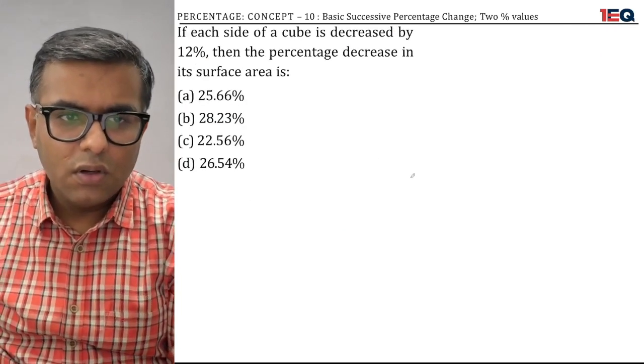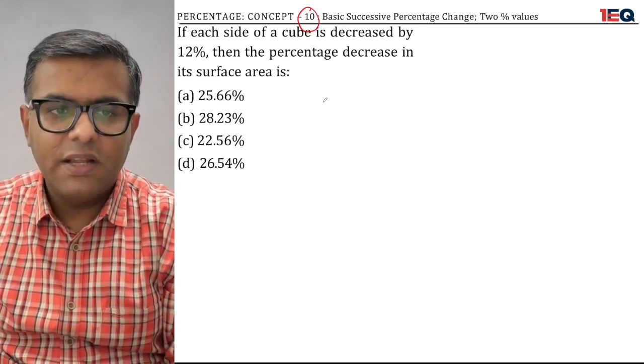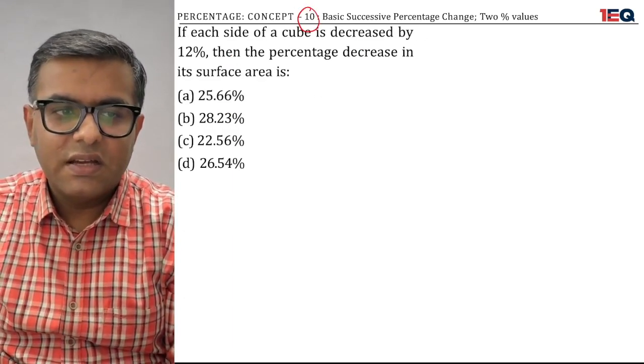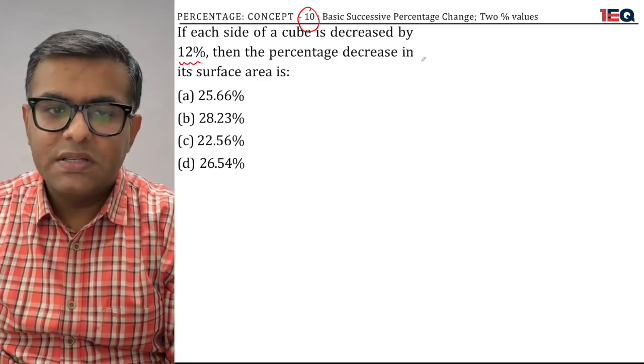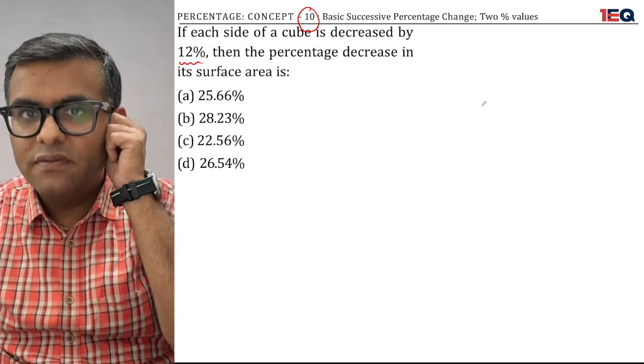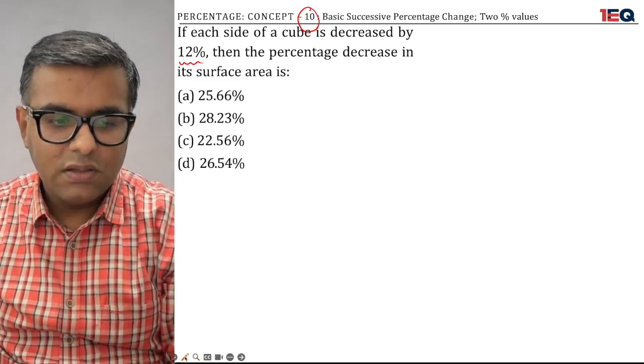Coming down to question 2 of concept number 10. Each side of a cube is decreased by 12%. Then what is the percentage decrease in the surface area?